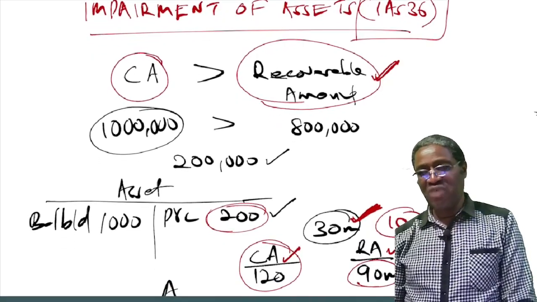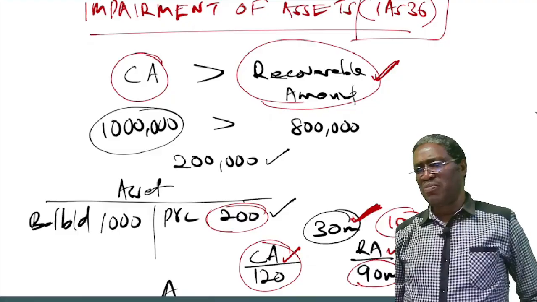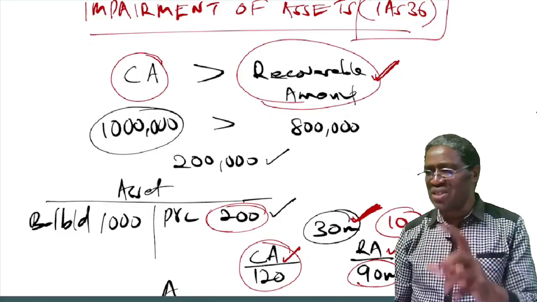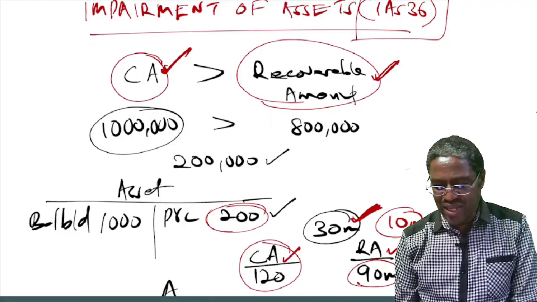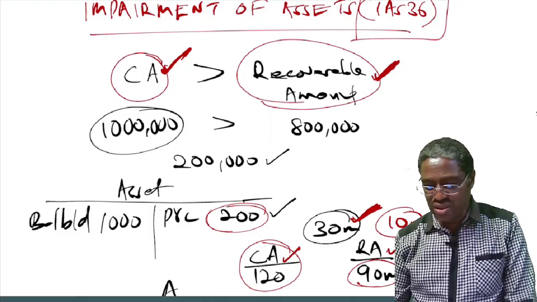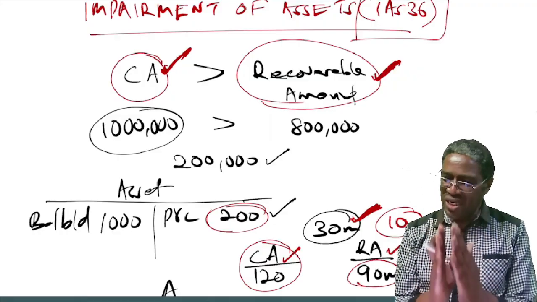We have said, to know whether an asset has suffered an impairment loss or not, you compare the carrying amount of the asset with its recoverable amount. Good. We have defined what a carrying amount is.